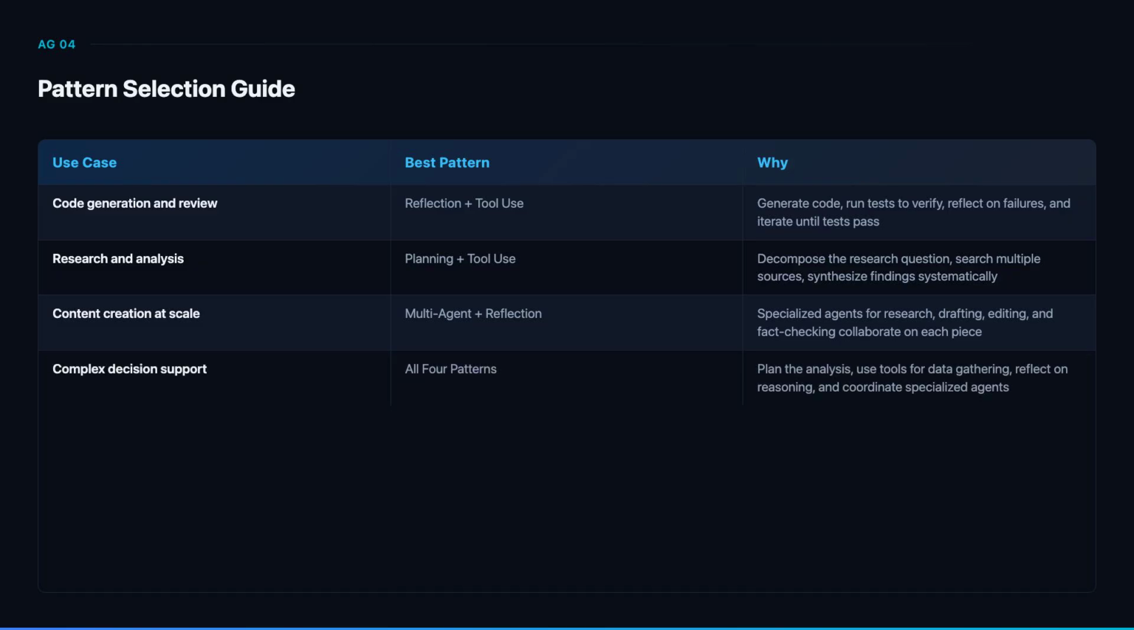Complex decision support requires all 4 patterns working together. Planning decomposes the decision into analytical components. Tool use gathers data from multiple sources. Reflection ensures reasoning quality at each step. And multi-agent collaboration assigns specialized analysis, financial modeling, risk assessment, stakeholder impact to agents with appropriate expertise.